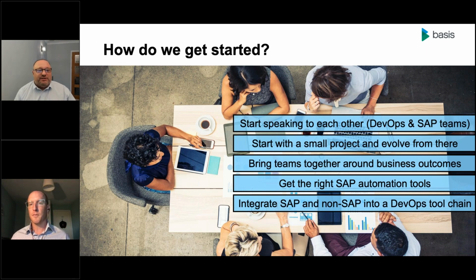Well, I think the first one's pretty obvious, isn't it? We've talked about how SAP organizations tend to be quite siloed away from the rest of IT. And the first thing we need to do is start that collaboration and discussion between those two teams to see where the real benefits of moving to DevOps really are. And how do you start with DevOps? Well, you start small. Yeah? And the idea here is that we pick a small project or whatever it is.